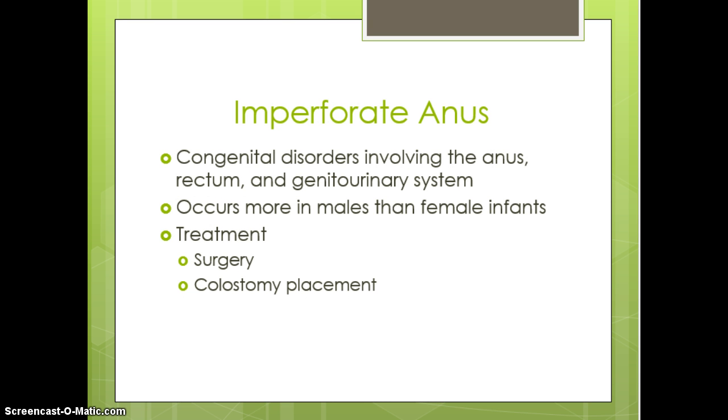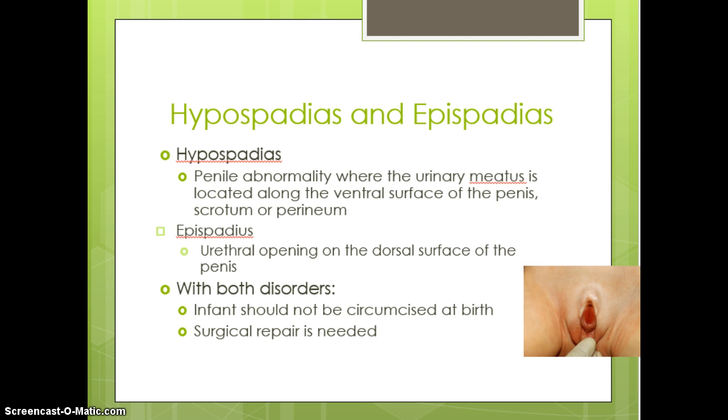An imperforate anus is a disorder that obviously involves the anal area or rectum, and can oftentimes have some genitourinary involvement. We see the imperforate anus more common in males than females. Oftentimes when this occurs, the baby has to have a colostomy placed for a period of time, or it can be permanent placement. So surgery is really going to be the best option for this one.